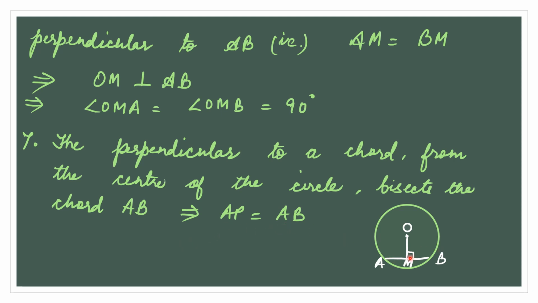Suppose there is a chord AB and a perpendicular is drawn from center O to a point P on the chord. So when the perpendicular is drawn, it implies that it divides the chord into 2 equal halves, that is AP is equal to PB. Okay, children.